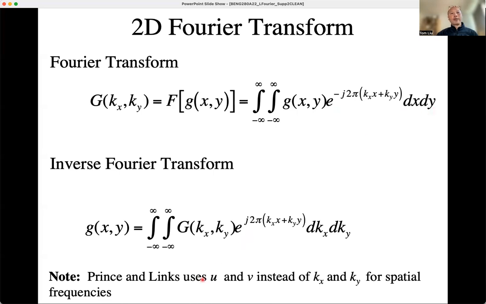As I said before, Prince and Links will tend to use u and v instead of kx and ky. I'm not sure exactly why they make that choice, but we will stick to kx and ky since that is definitely used much more often in the MRI literature. It's good to get used to this terminology if you're going to go into this area and do more work.